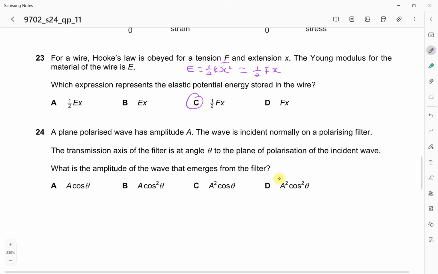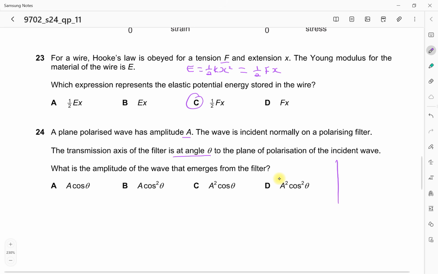A plane polarized wave has amplitude A. The wave is incident normal on a polarizing filter. The transmission axis of the filter is at an angle theta to the plane of polarization of the incident wave. What is the amplitude of the wave that emerges from the filter?